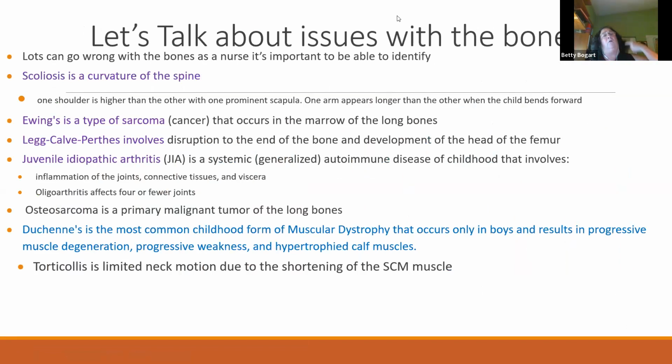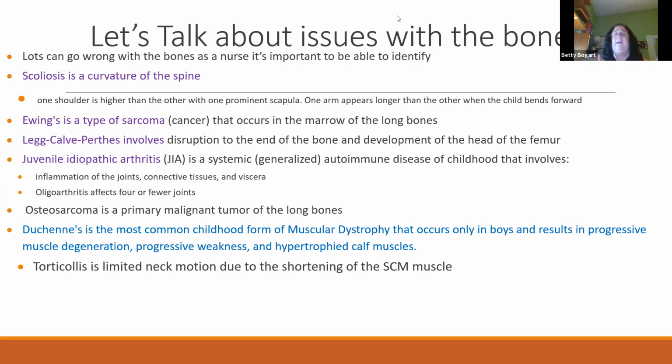So, things that can go wrong with bones. Now, remember scoliosis. Think of the S. This is this big S-shaped spine. You're going to see a child, one shoulder is higher and the scapula sticks out too. And then one of the arms looks longer. We treat it with a brace, put some lotion underneath, to prevent that rubbing and keep that circulation going good. And then exercises usually is what we use for scoliosis. So it can be treated just medically, okay?